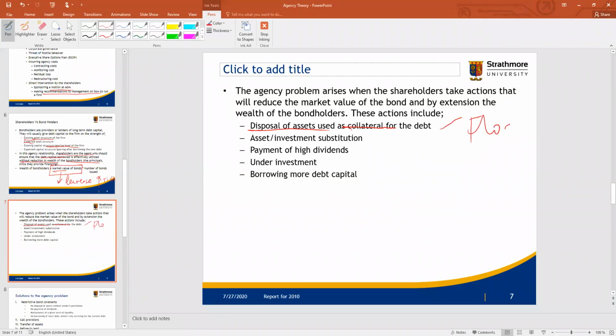What is referred to as the floating charge? What's a floating charge, by the way? And how different is it from what we call a fixed charge? Floating charge and a fixed charge. What's the difference?